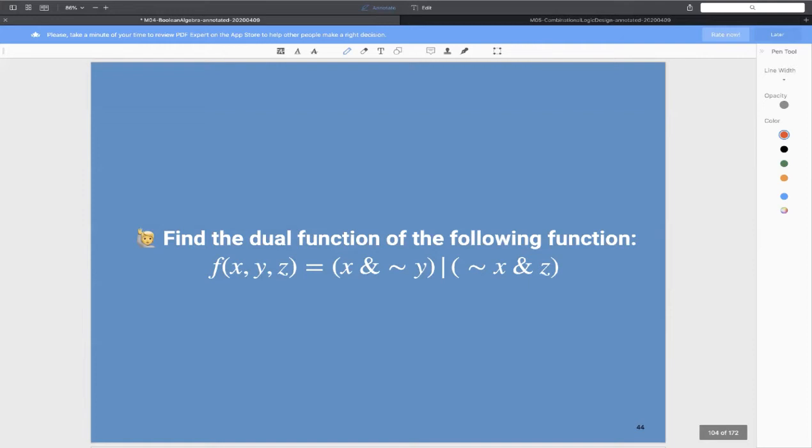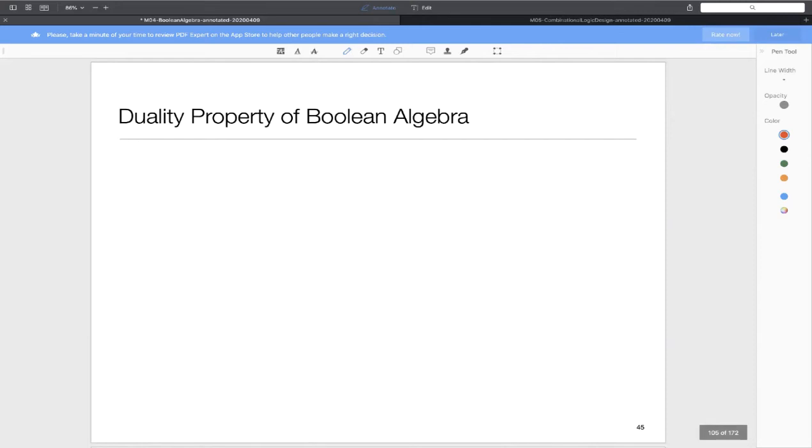So let's say we give you this function. Can anyone help me with what the dual of this is going to be? So what is f^d? X or not Y and not X or Z. Good. So it's just mechanical, really. Nothing terribly deep about it.